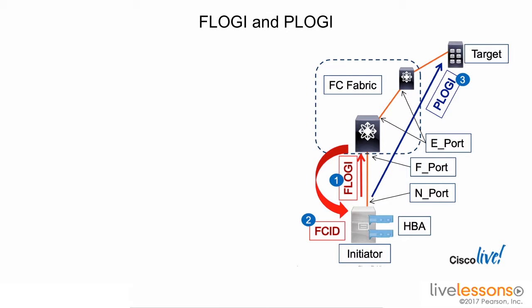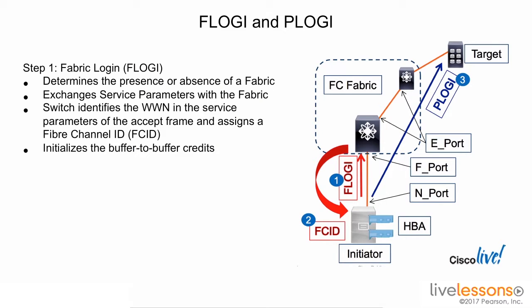Storage area networks are a little bit different than Ethernet networks. It's not the wild, wild west. Devices actually have to log into the fabric in order to use the storage area network. The first step, or the fabric login, sometimes called a FLOGI, determines the presence or the absence of a fabric. If the fabric exists, it exchanges service parameters with the fabric.